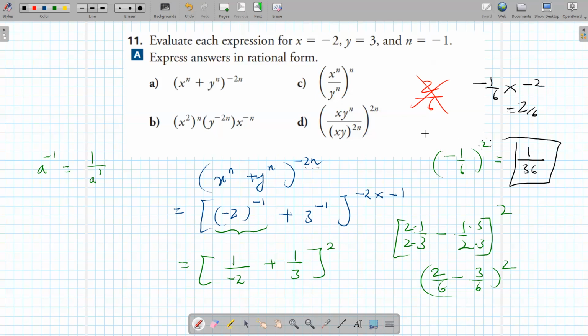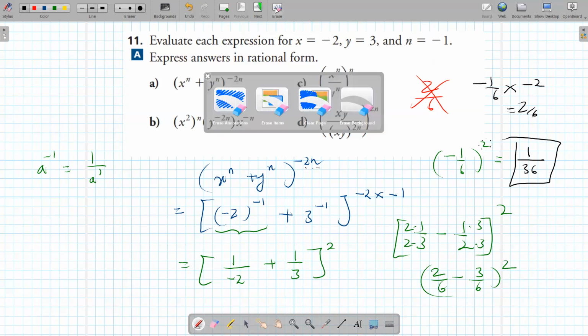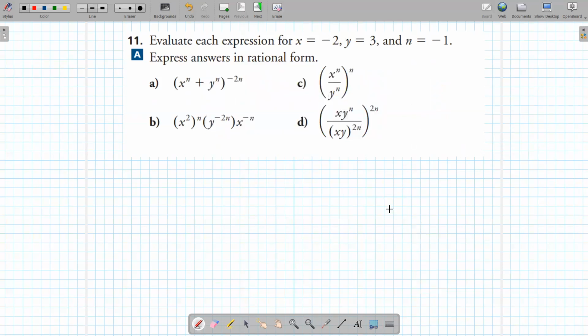Okay? What is negative 2 over 3 squared? In a bracket, you have negative 2 over 3. What is this squared? Is it 4 over 6? It's 4/9. Yes. That is correct. There we go.